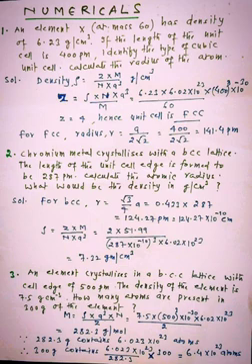Next, an element crystallizes in a BCC lattice with cell side of 500 picometer. The density of the element is 7.5 gram per centimeter cube. How many atoms are present in 300 gram of the element? See here in this question we have to calculate the number of atoms present in 300 gram of the element. It means that first of all, we have to find out the atomic mass of the element.